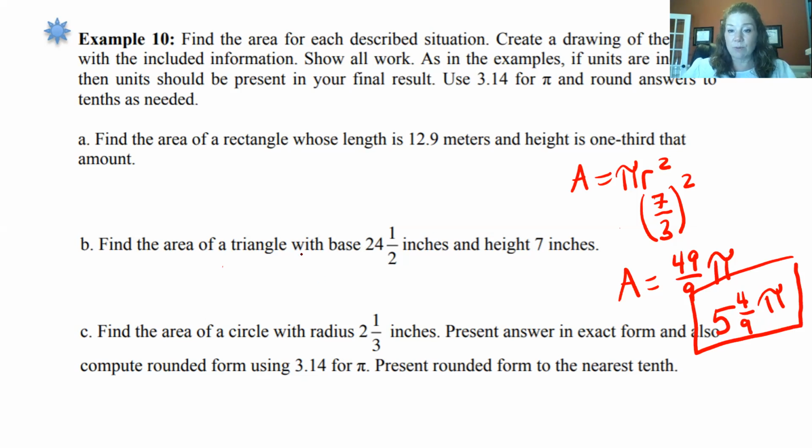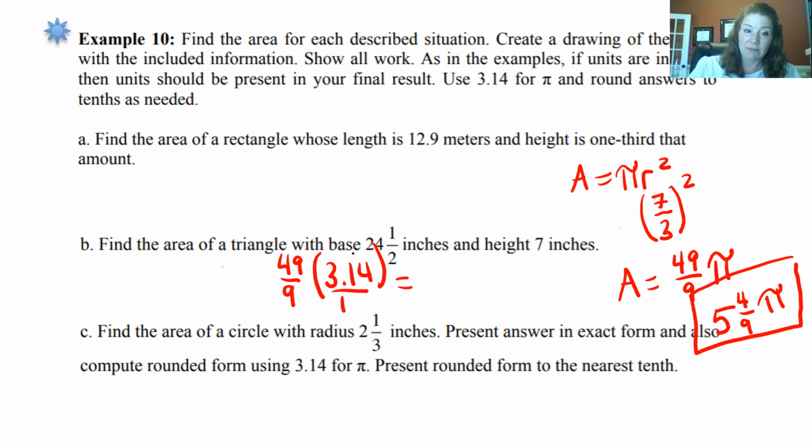Or now it wants a rounded answer. So I'm going to go back to my improper fraction. I'm going to multiply 49/9 times 3.14. I can put those both over, or that one over 1. I can multiply straight across. So I get 49 times 3.14, which is 153.86 over 9.